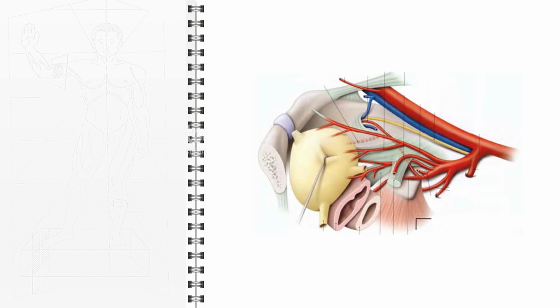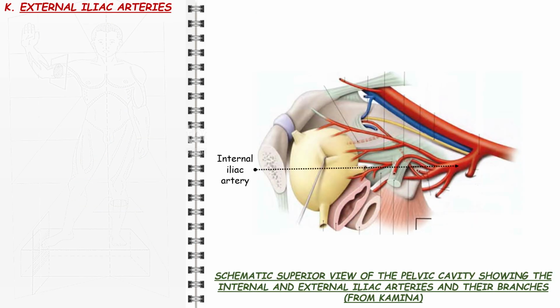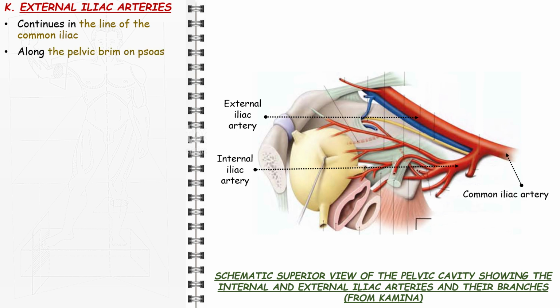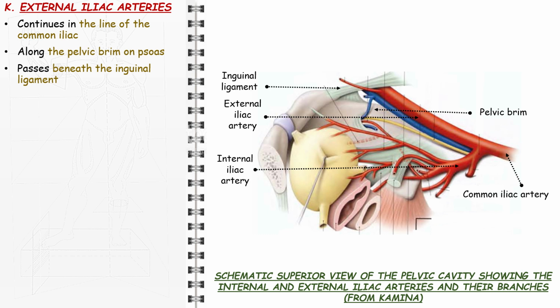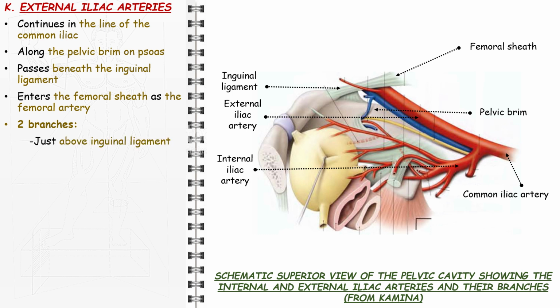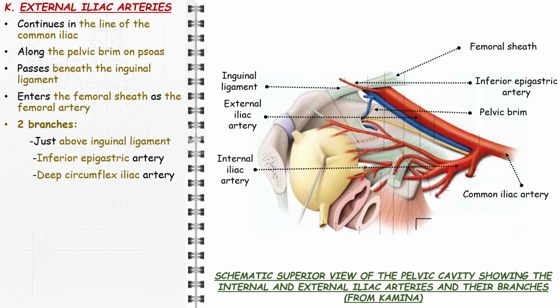The external iliac artery continues in the line of the common iliac, along the pelvic brim on psoas, and passes beneath the inguinal ligament to enter the femoral sheath as the femoral artery. Its two branches are given off just above the ligament. The inferior epigastric artery is a key feature at the deep inguinal ring and supplies the rectus muscle. The deep circumflex iliac artery runs above the inguinal ligament.